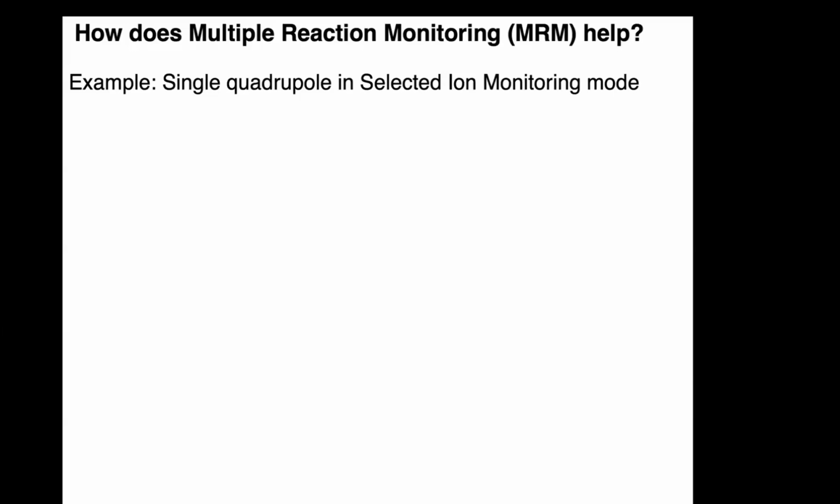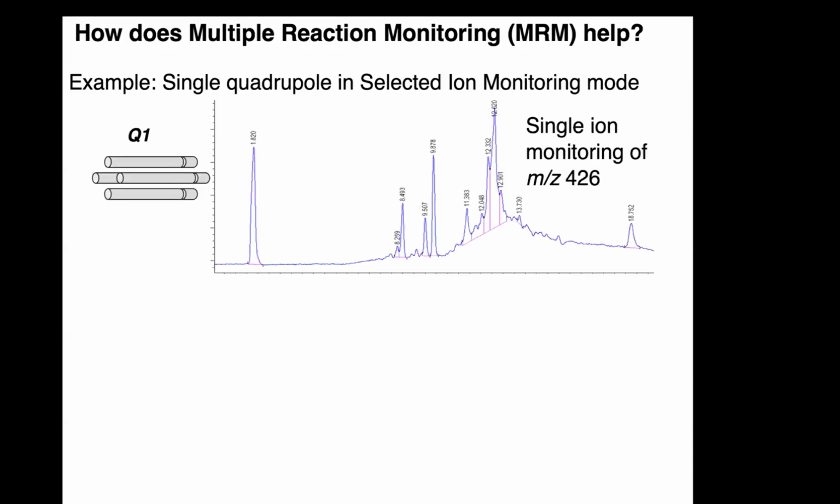Well, we're going to look at some data collected with a single quadrupole of a serum extract. This was collected in single ion monitoring, selected ion monitoring. We're only scanning for a single M over Z value, in this case 426. The researcher wants to look at this compound in his serum.